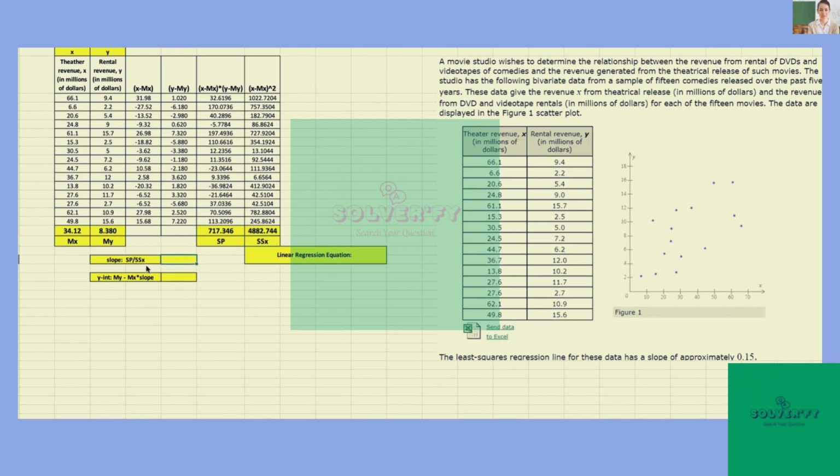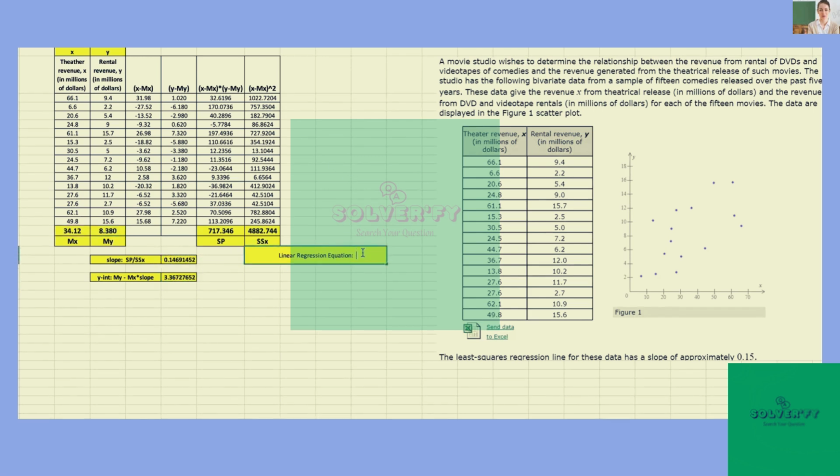To find my slope, I'm going to take the sum of my products and divide it by the sum of the squares of X. And to get my y-intercept, I'm going to take the mean of Y and subtract the mean of X times the slope.